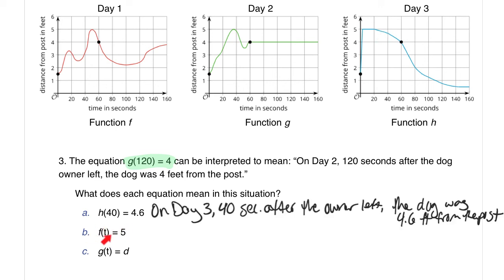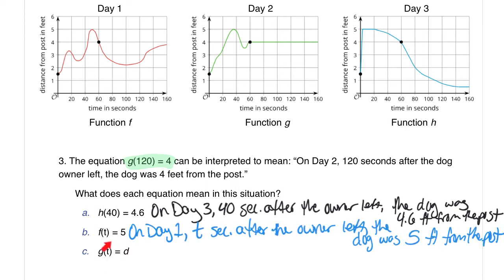B says f of t equals 5. So this is saying that on day 1, function f, after t seconds, the dog was 5 feet away from the post. Now we could look at the graph and figure out when the dog was 5 feet away from the post, but right now we're just interpreting what this function notation means. And C is now in all variables, but we can still figure out what's going on. Function g, that's right here, so g of t, so that means in function g, day 2, after t seconds, the dog was d feet away from the post.